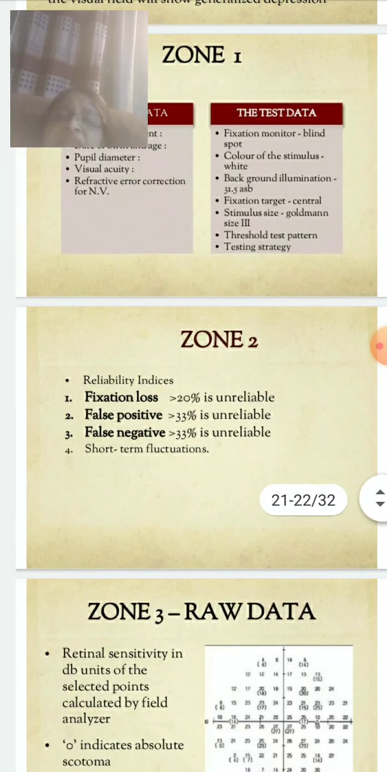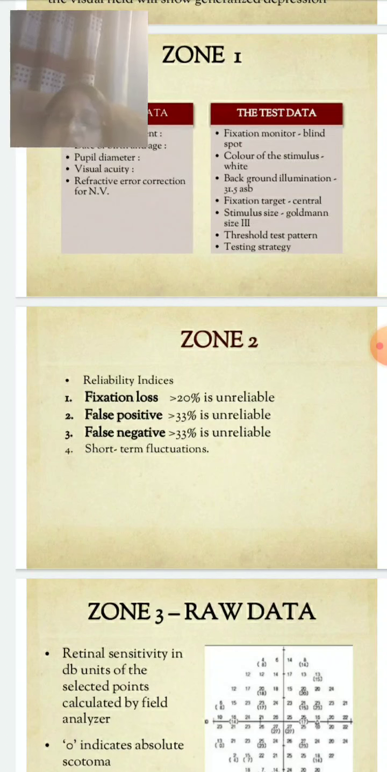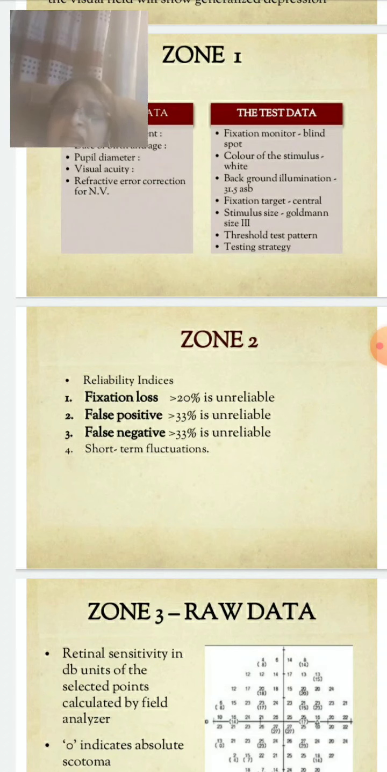Zone 2 consists of the 3 reliability indices: the fixation loss, false positive, and false negative. Now, what is fixation loss? The perimeter first fixes the blind spot area. This is an area where the patient does not have any rods or cones, so will not respond to any stimuli. During the test, the instrument will send stimulus to this area to see if the patient is responding. Ideally, the patient should not respond to this area. If he or she responds, it means that the patient has shifted his eye, so the blind spot has shifted, so the fixation has been lost. If the fixation loss is more than 20%, then the instrument declares that this field is unreliable.